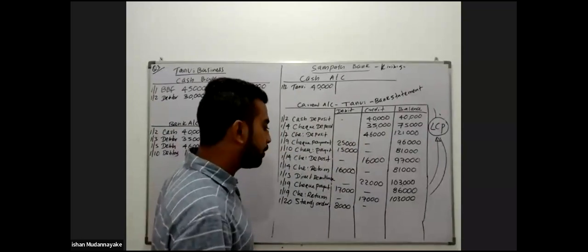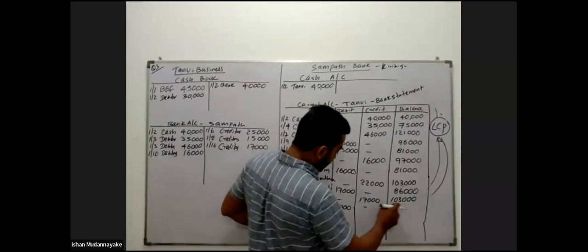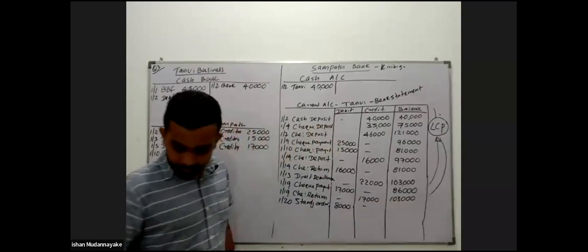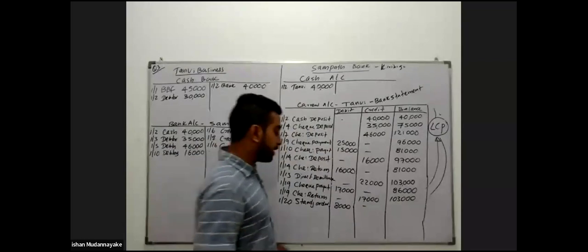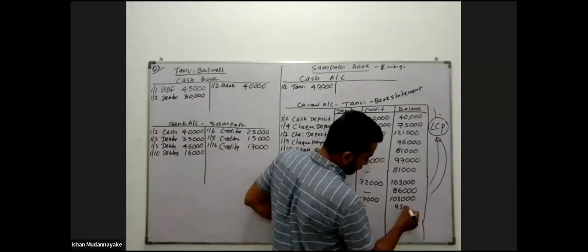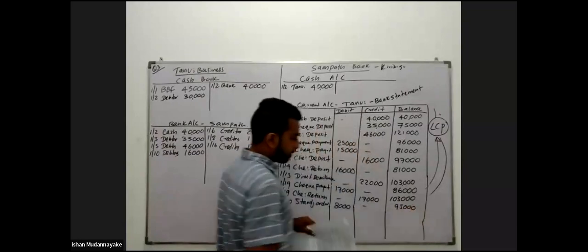Then balance available how much? 103,000 minus 8,000. Now my balance available is 95,000. Yes, 103,000 minus 8,000 is 95,000. Balance available is 95,000.